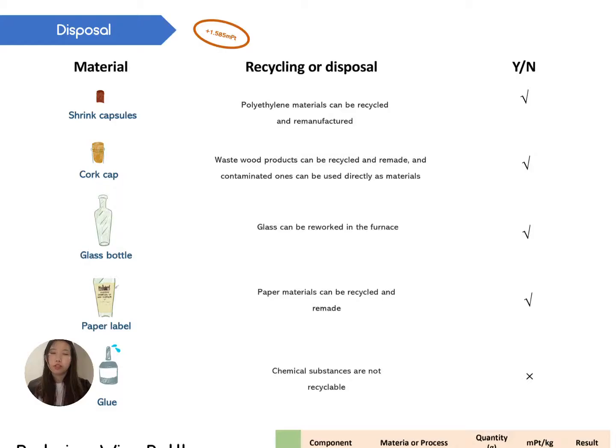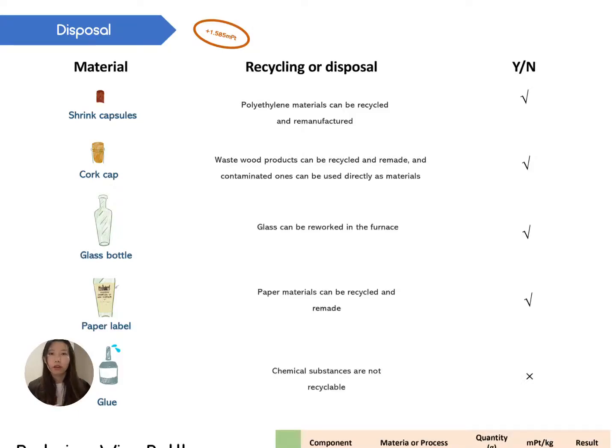When it comes to the disposal process, I have already analyzed the materials used in each part and whether they are worth recycling, as well as the process of recycling these materials. The main material of the shrink capsules is PVC, polyvinyl chloride, which can be recycled and remanufactured. Other forms of recycled material are obtained by mechanical grinding. However, waste PVC materials are difficult to degrade and can cause environmental pollution.